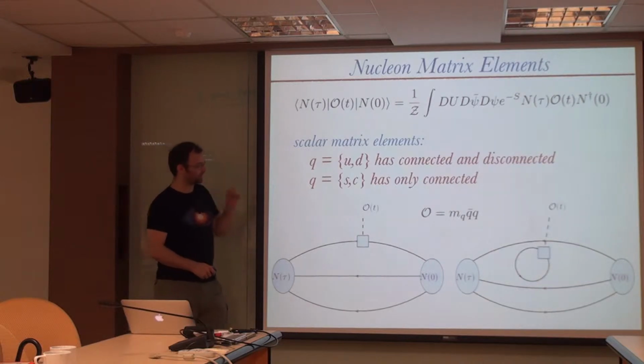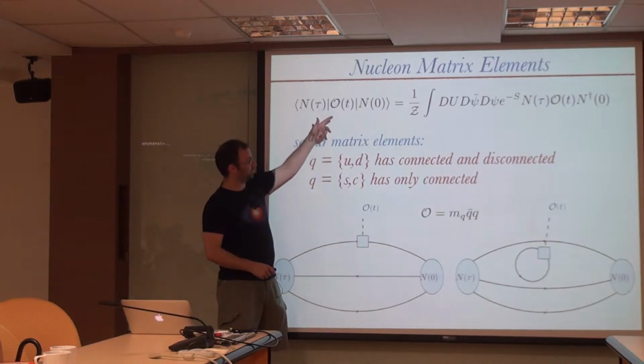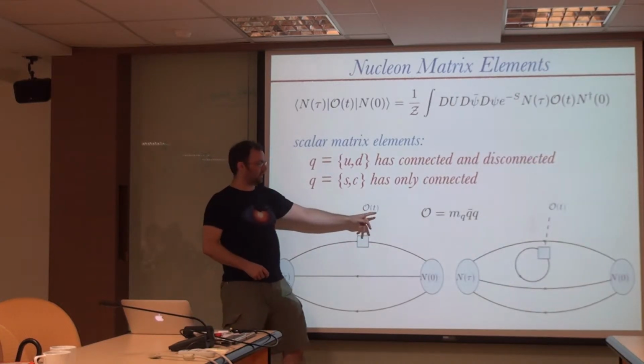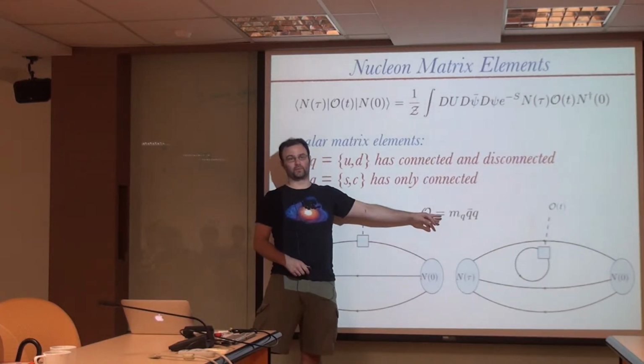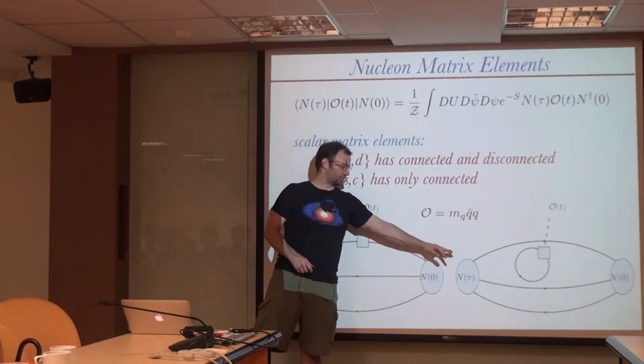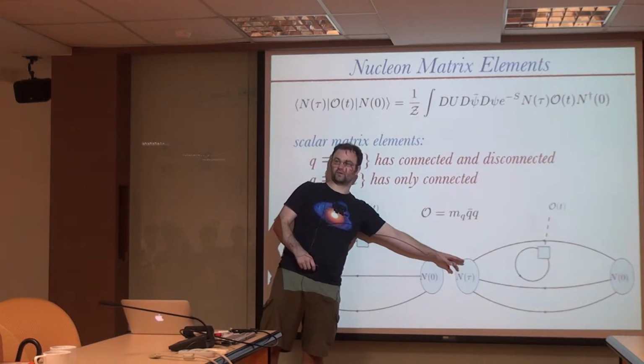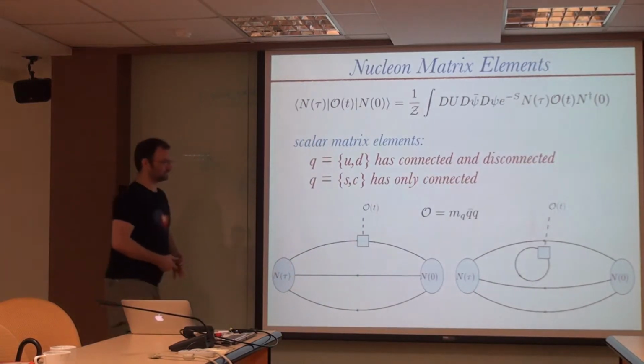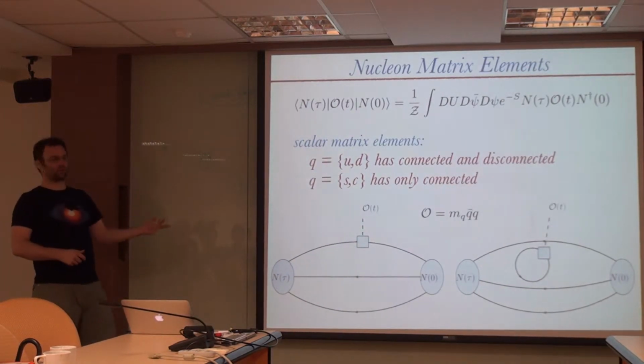The scalar matrix element, unlike the axial charge, includes both a connected piece for up and down and a disconnected piece for up, down, and strange. There's no strange valence quarks in the nucleon, so of course that can come from only disconnected contributions. And I told you those are even harder than the connected ones.